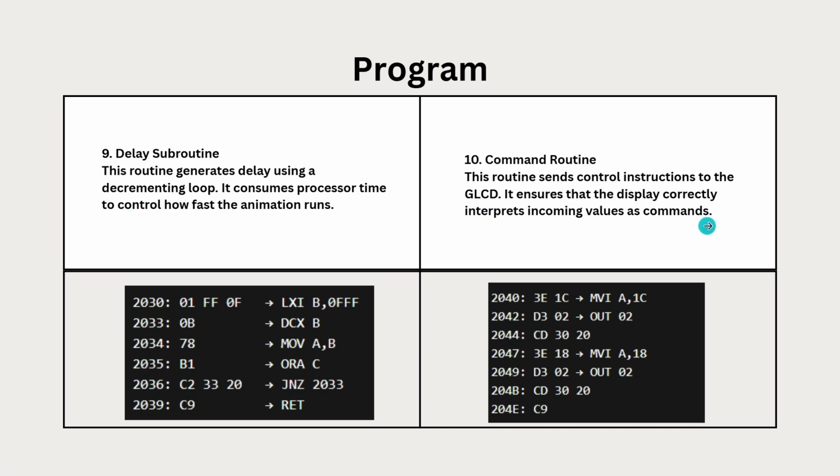At the end, the overall program works in a cycle. It selects a page, then draws a horizontal line. It waits for some time, clears the screen, and then moves on to the next page. By repeating this continuously, it creates the effect of a line moving continuously vertically across the GLCD.